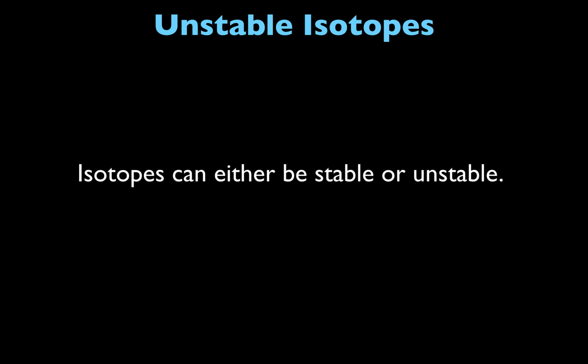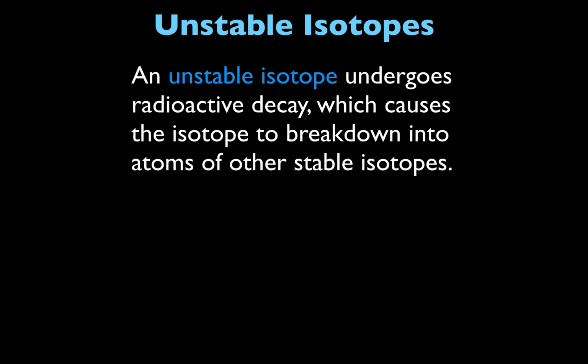Now, going forward, how does this still tell us the age of these rocks with absolute dating? Well, isotopes can either be stable or unstable, and we're interested in the ones that are unstable. Because if you're an unstable isotope, that means that isotope can go under radioactive decay, which causes that isotope to break down into atoms of other stable isotopes. So let's look at an example.